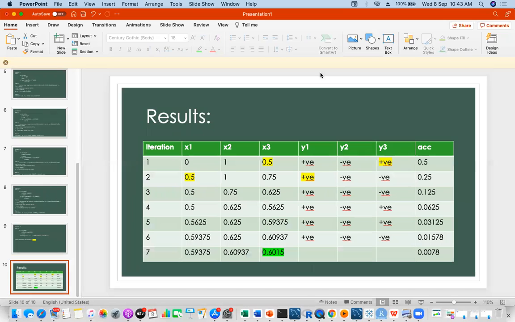Now we will put all these results in tabular form, that will be more clear. So now in the first iteration, we had x1 equal to 0, x2 equal to 1. And x3 we calculated as x1 plus x2 divided by 2.